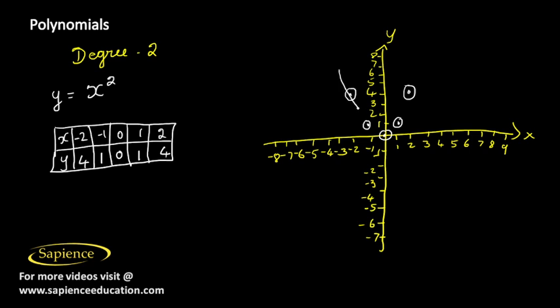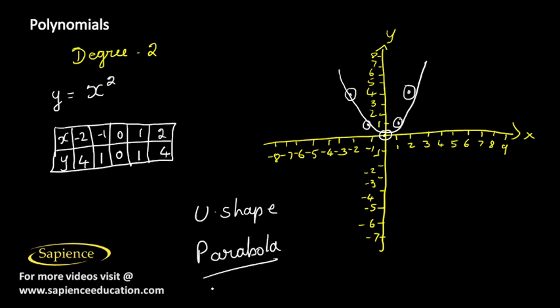And we can join it with such a curve. This curve, technically it should pass through this point. I just made it roughly. So we can see a U-shape. So degree 2 polynomials always produce a U-shape, and this U-shape is called a parabola. Degree 2 polynomials will always produce a parabola in the Cartesian plane. So we can continue this in the next video.